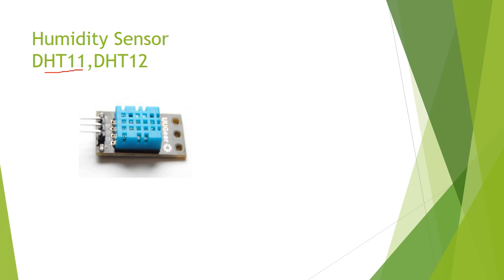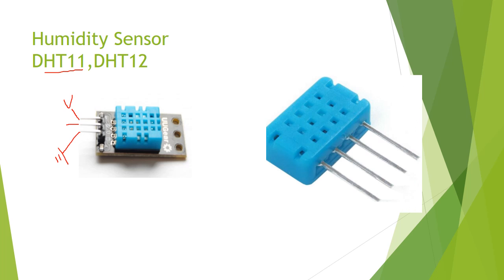Here you can see three pins. Obviously I have told you that the middle will be your data pin, and the other two will be your VCC and your ground. Okay, and this is your data pin. So this is the common configuration for all the sensors. Now DHT12 has four pins.